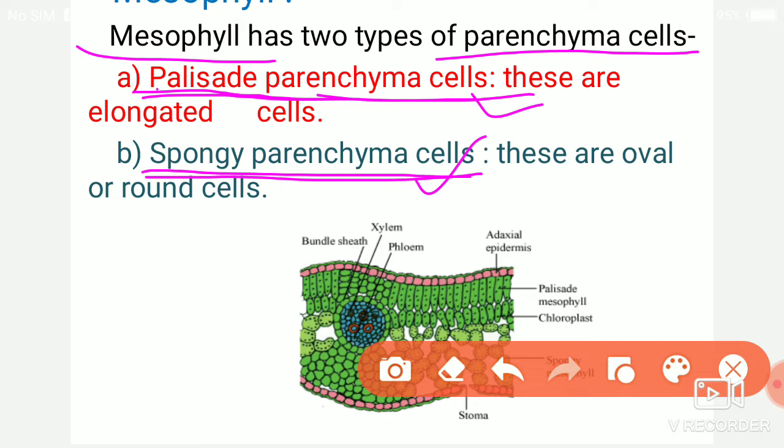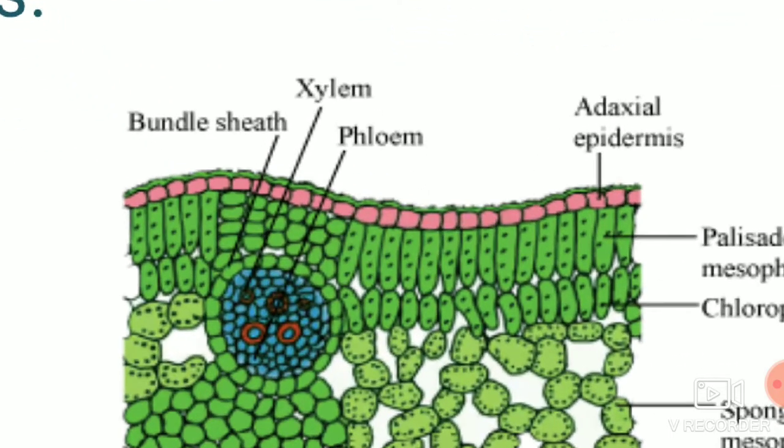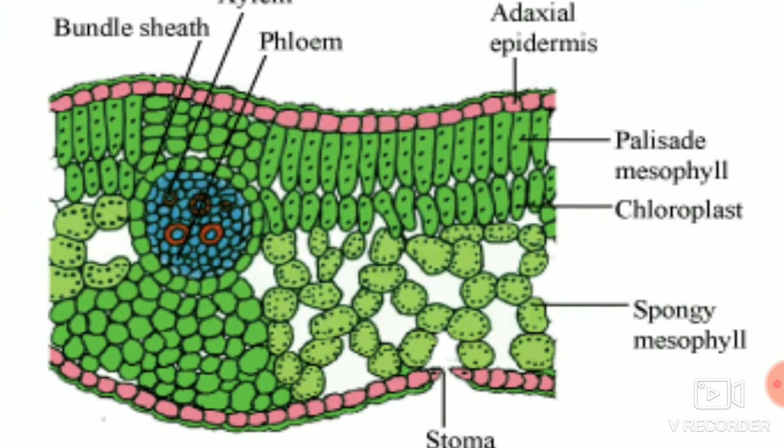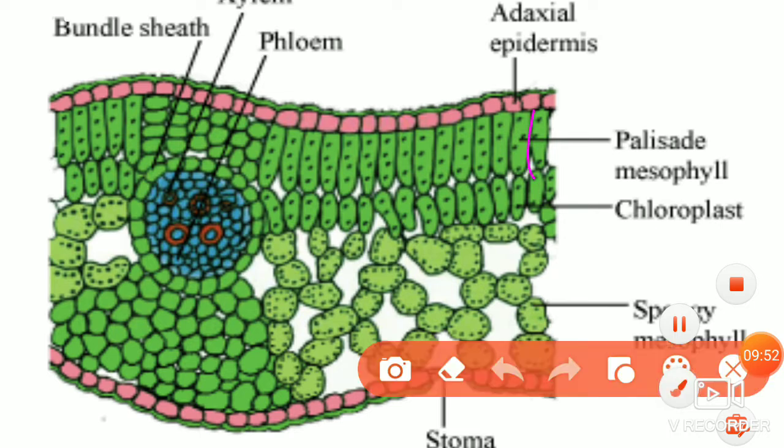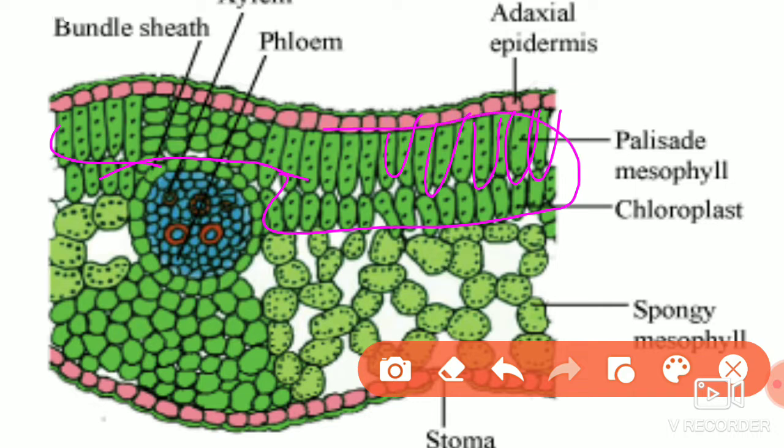How to differentiate these two? First one, if you see, this is the palisade parenchyma. These are elongated cells, with a cylindrical shape. All these are the palisade parenchyma cells. You can see here, these are parenchyma cells, but they are elongated in shape. So these elongated parenchyma cells we consider as palisade parenchyma cells. This is one type.